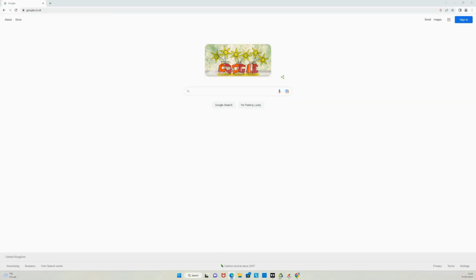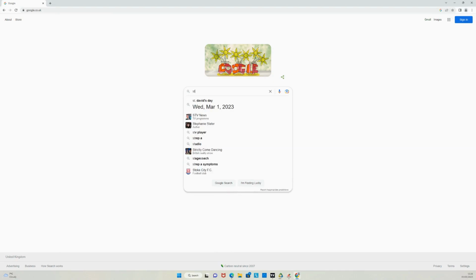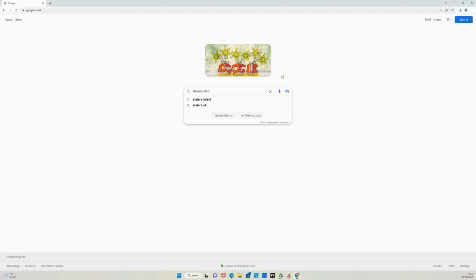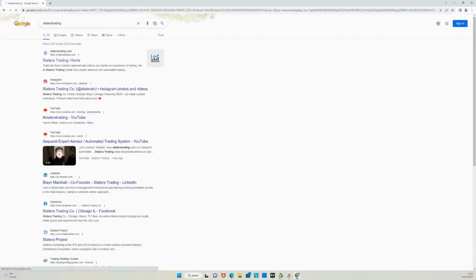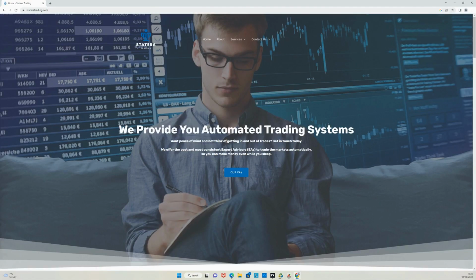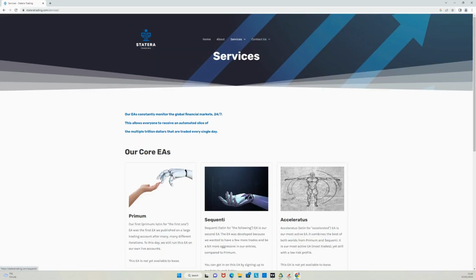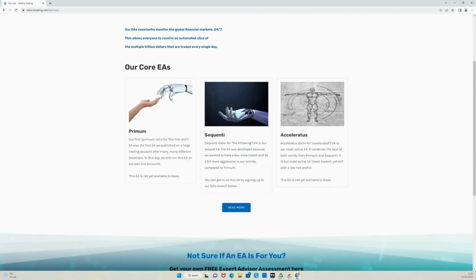If you are interested in getting involved within our beta launch, just follow the simple steps shown here. First of all, go to your search engine. We're using Google, and type in Statira Trading with no spaces. We then go to the top website, which is statiratrading.com. That's our website. We then go to our EAs, and then we go to our core EAs, which is Sequenti. So we just click on Sequenti.